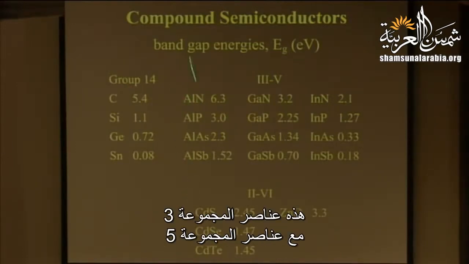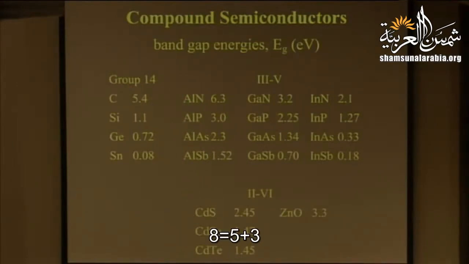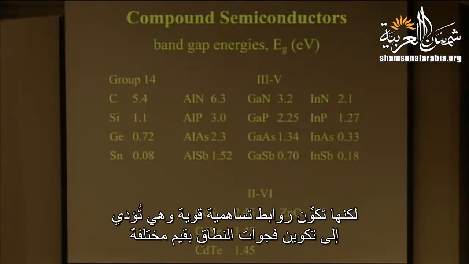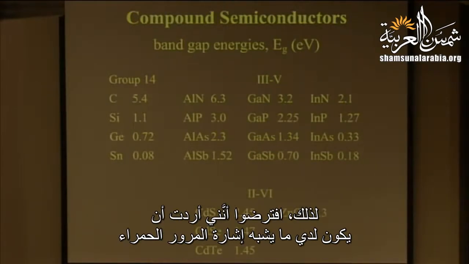This is a group 3 element with a group 5 element. 5 plus 3 is 8. Group 3 and 5. This is groups 2 and 6. 2 plus 6, 8. It's always about octet stability, but they make strong covalent bonds that give band gaps all over the map.